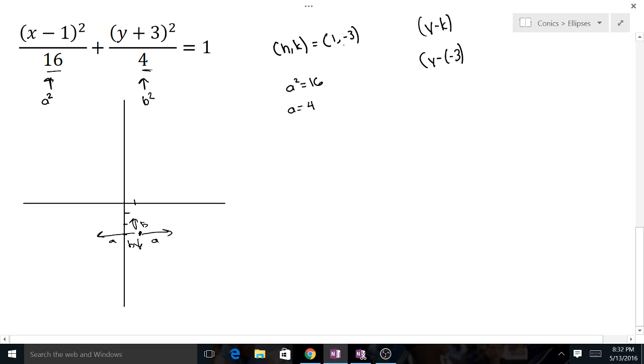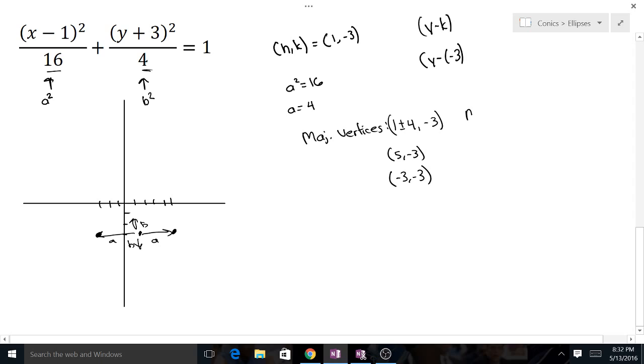If we start at 1, negative 3, let me write this as our major vertices. We're just going to have 1 plus or minus 4, negative 3. The 2 points there will be 1 plus 4 is 5, negative 3, and 1 minus 4 is negative 3, negative 3. So 1, 2, 3, 4, 5, we're right there. And then negative 1, negative 2, negative 3, we're right here. So we've got those two.